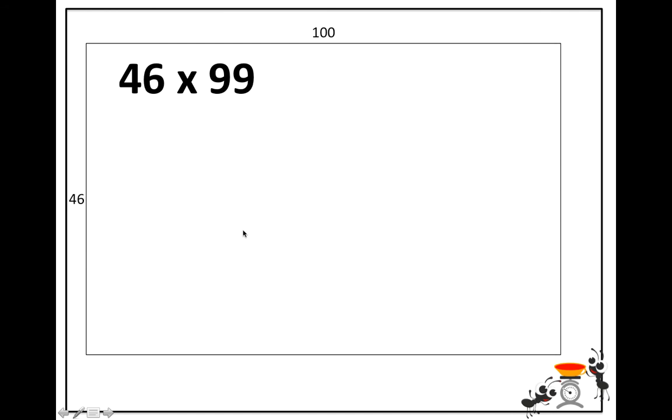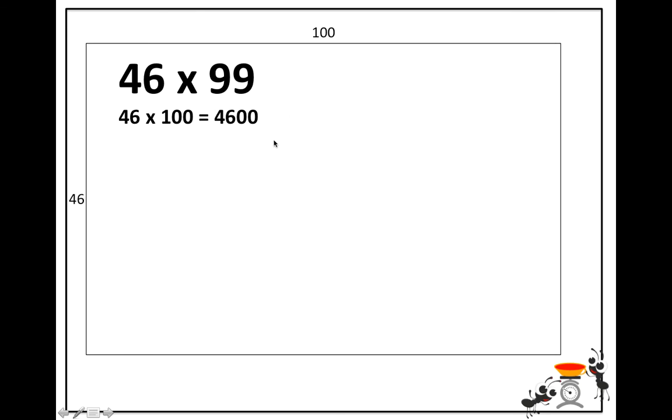Another even more complicated example now. What happens if I get 46 times 99? Again, look at my chart here. You can see I've got 46 here and 100 at the top. If we do 46 times 100 in our heads, we can very quickly come up with the answer 4,600.